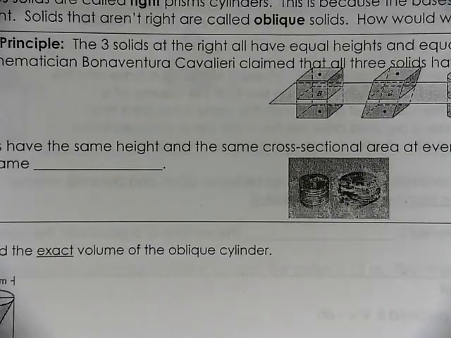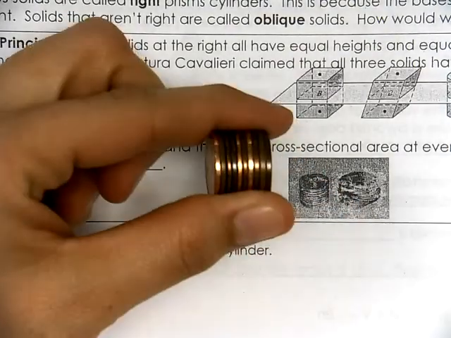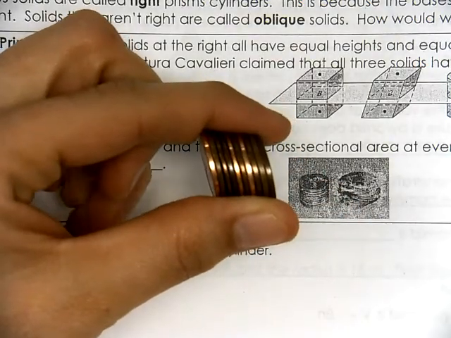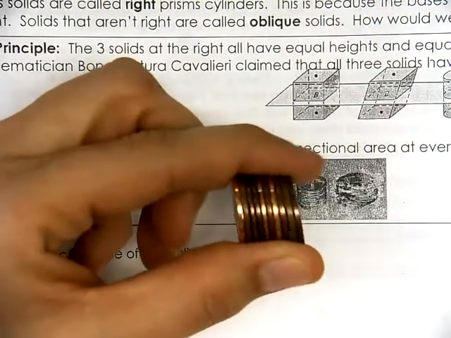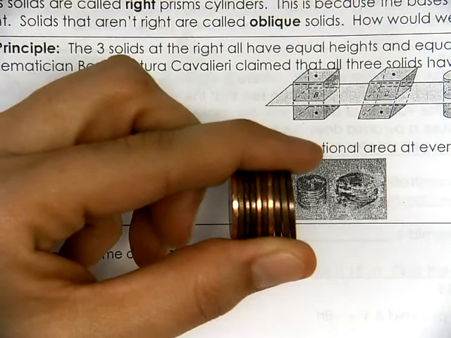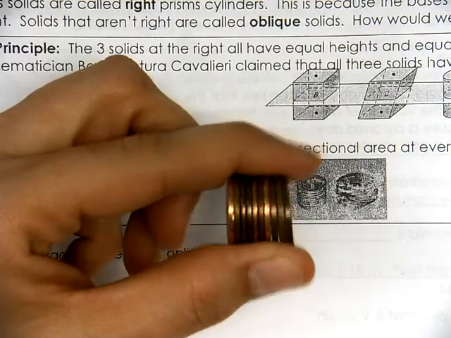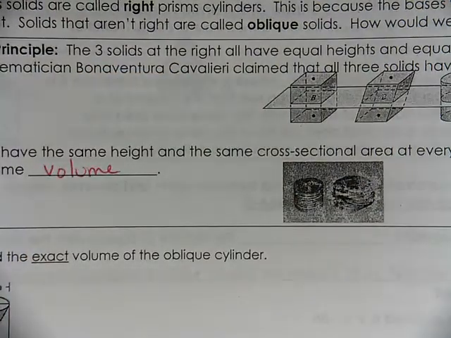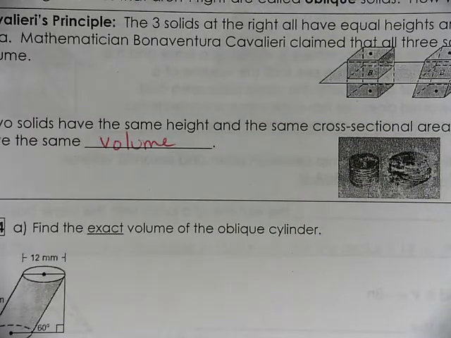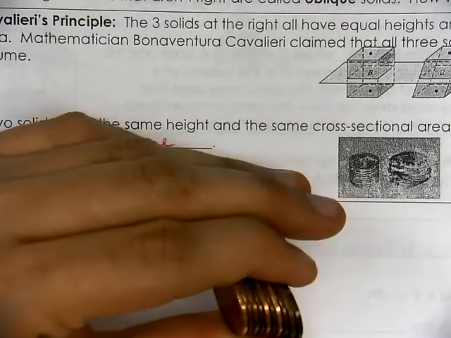So if I take a stack of pennies, which I have, that's a cylinder. If I slant it this way, won't it still have the same amount of stuff in it as if it was straight? Yeah, so that's Cavalieri's principle in a nutshell. So the volumes are the same. The only thing you still have to look out for is you still need the height perpendicular to a base. So we don't want the slanted height.